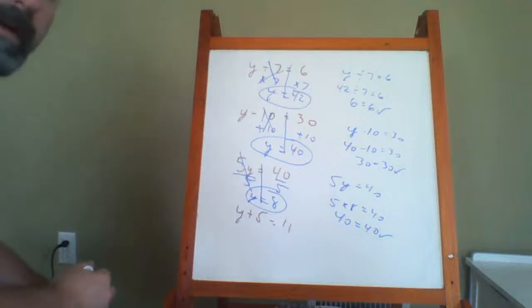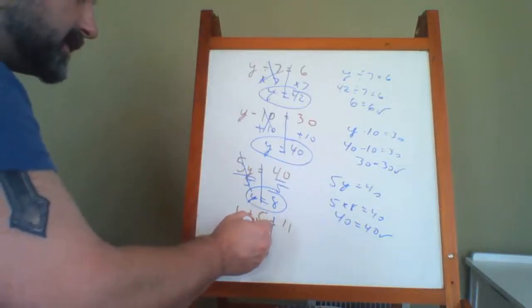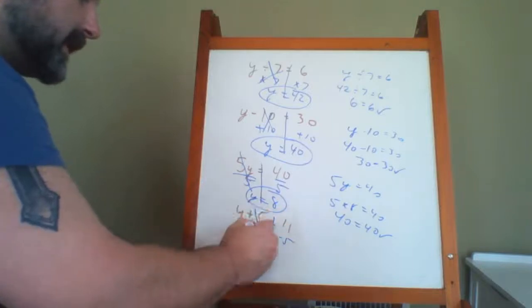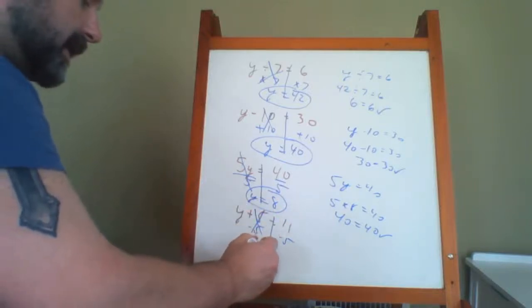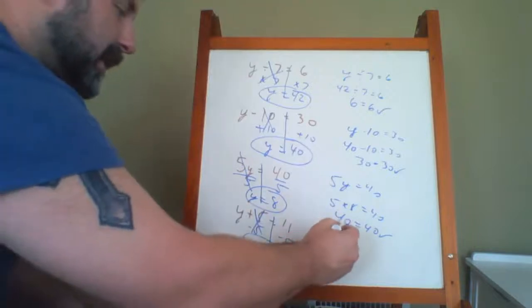And the last problem to go over here. It says y plus 5 equals 11. We're adding 5. The opposite is to subtract 5 from both sides. It cancels out. Y equals 11 minus 5, which is 6. That's our answer. Rewrite the equation to check.